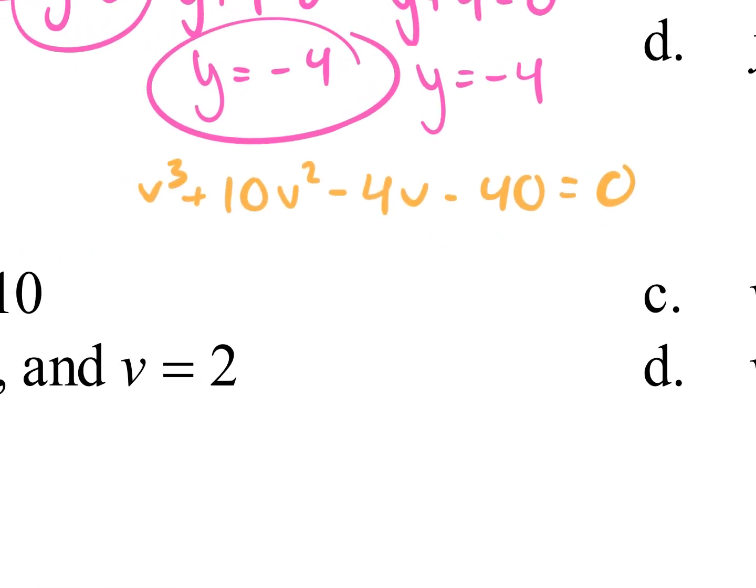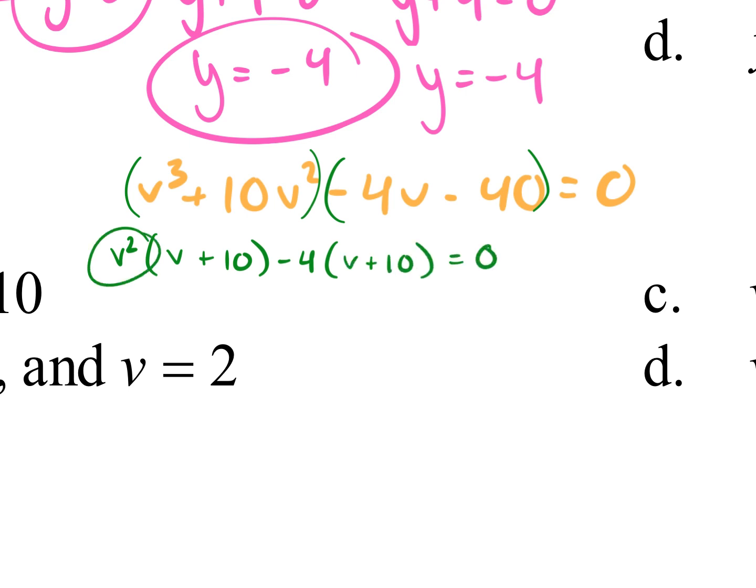When we have 4 terms, how do we factor? Grouping. Group the first two, group the second two. Take the GCF out of each group. So the first group, the GCF is v squared. We're left with v plus 10. Second group, our GCF is negative 4. So we take out the negative 4, and we're left with v plus 10.